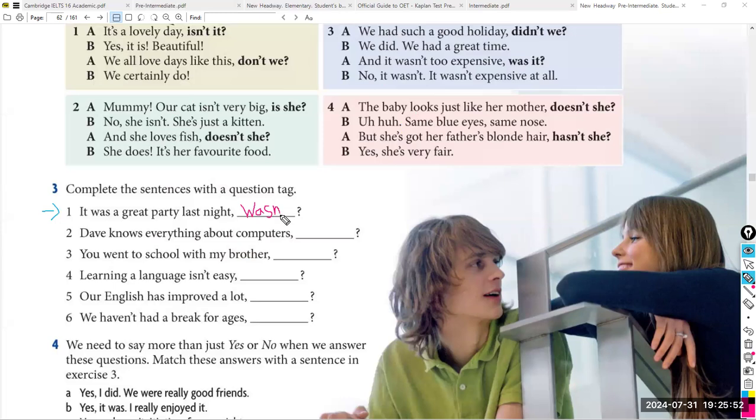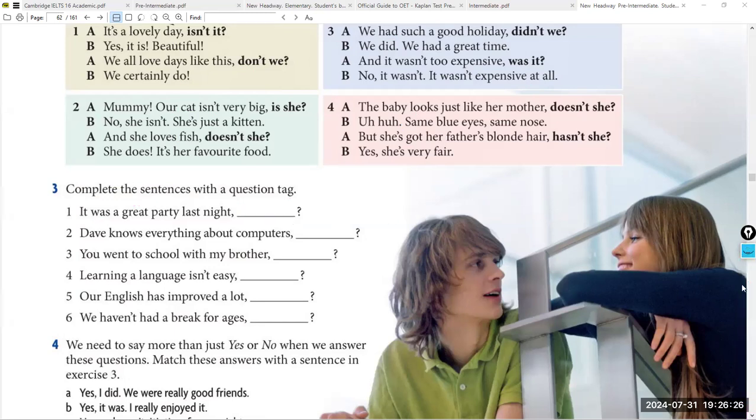Let me show you why I have to write wasn't it. First of all, I have to thank you, Maisa. Don't forget the question mark because it's a question. Please, guys, notice that it is verb to be. Is, was, were. I have to repeat the same verb. The pronoun is it. I don't have to change it. And the sentence is positive, so I have to write the negative, which is not, in abbreviation. So, thank you again, Maisa.